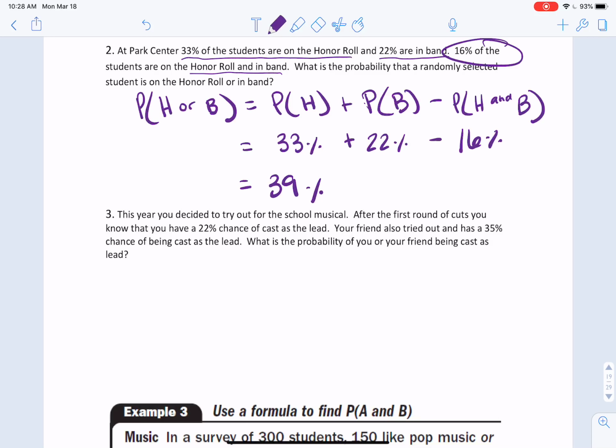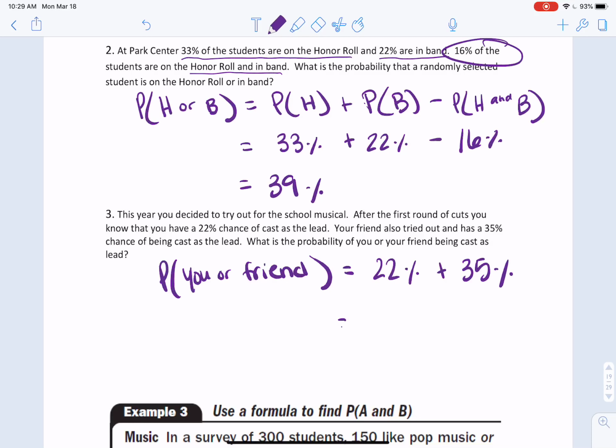So these are disjoint because in the case of this problem, of course in a play, you can have more than one lead, but in this case, we only have one lead. It's either you or it's your friend. It's not both. So this event is disjoint. So the probability that it's you or your friend is the probability that you get it, or your chances, which is 22%, plus the chances of your friend, which is 35%. Add those in your calculator and you get a 57% chance that it's going to be you or your friend.